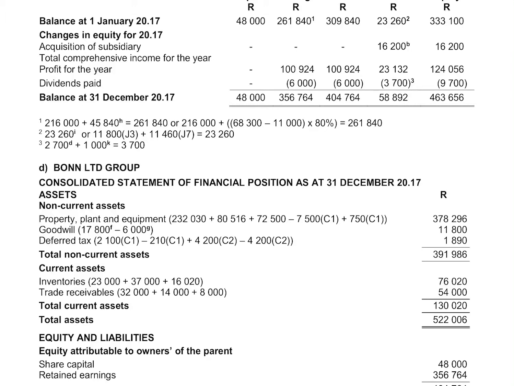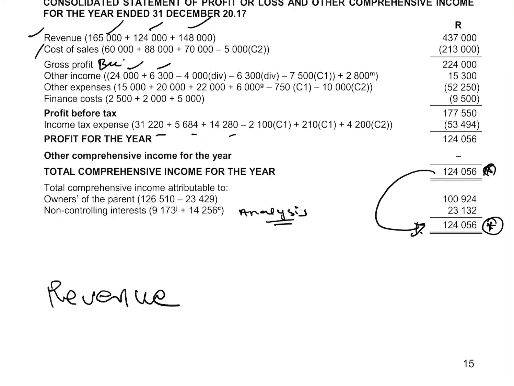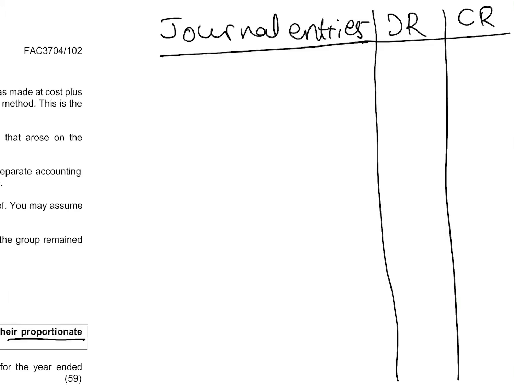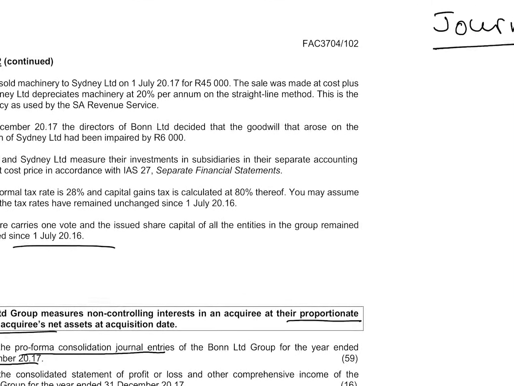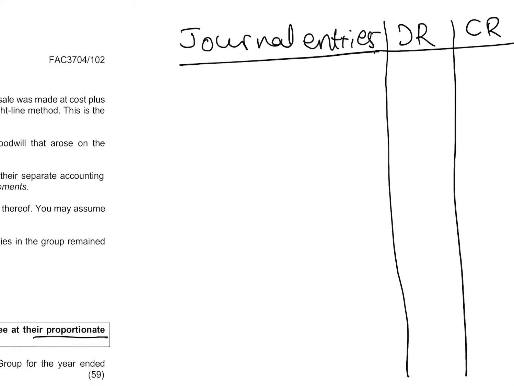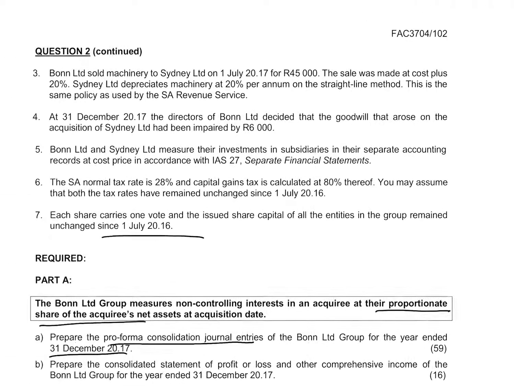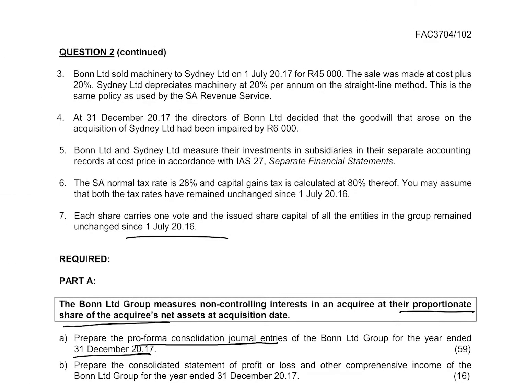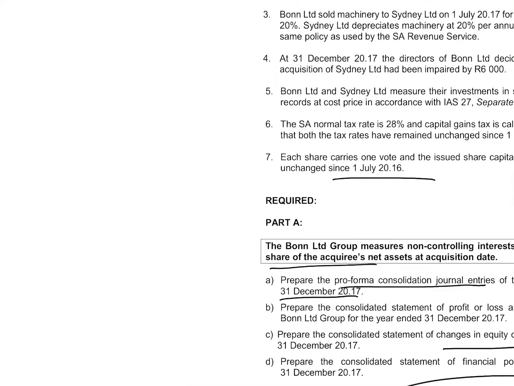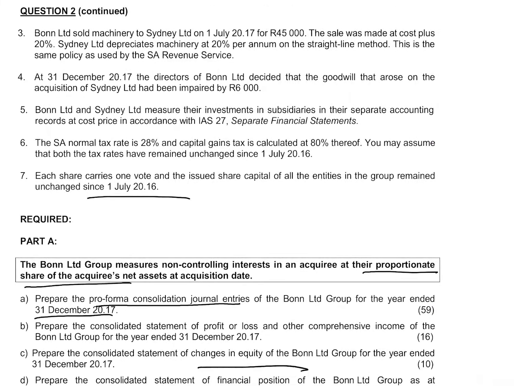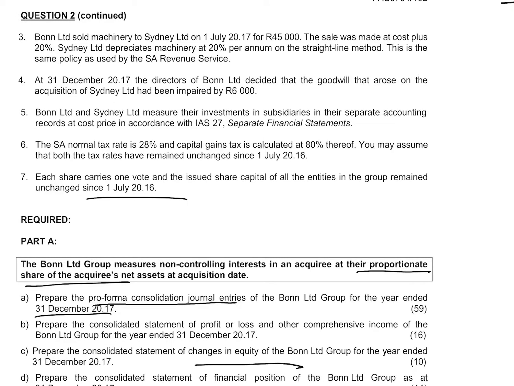Right, then we move on. After we've taken our free marks, what we do now is we are going to look at the information and see if there are any marks that we are going to get. Right, so we are told the intra-group transactions that we are supposed to eliminate.